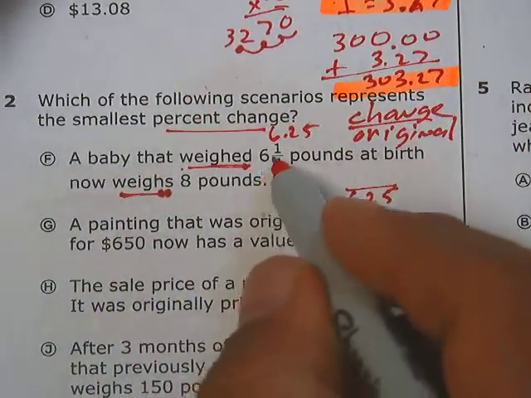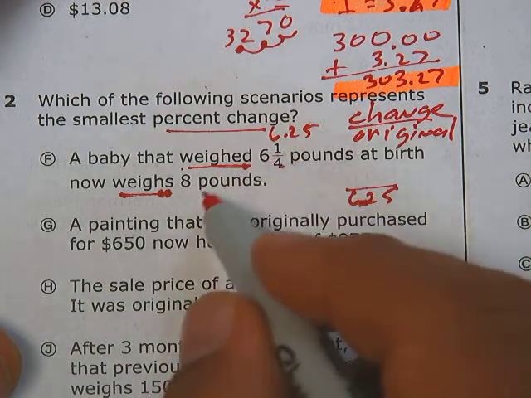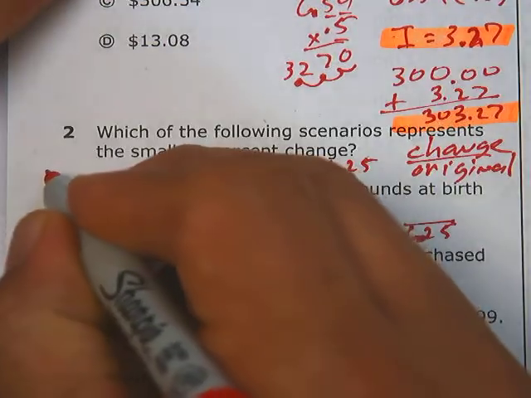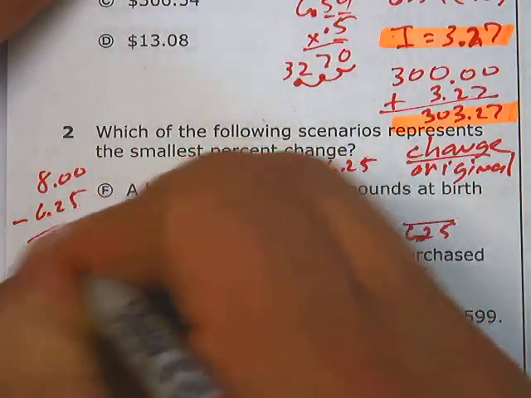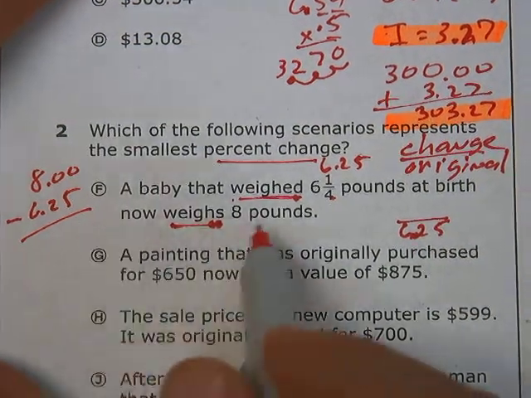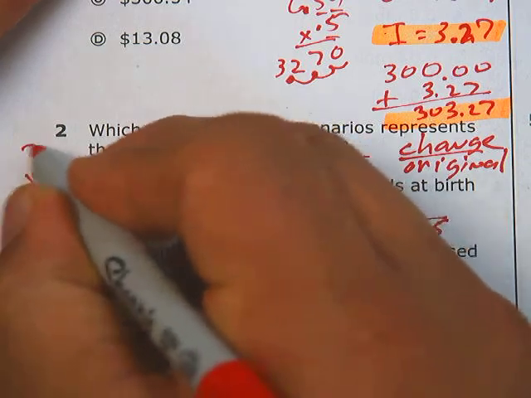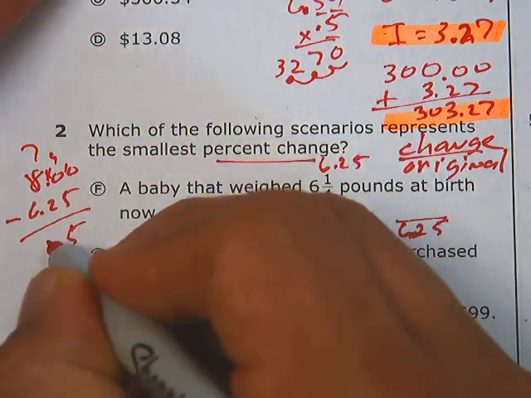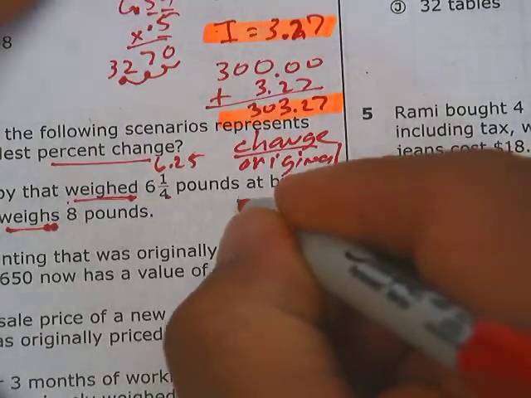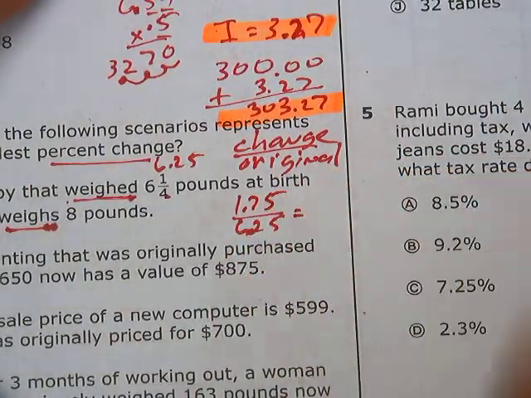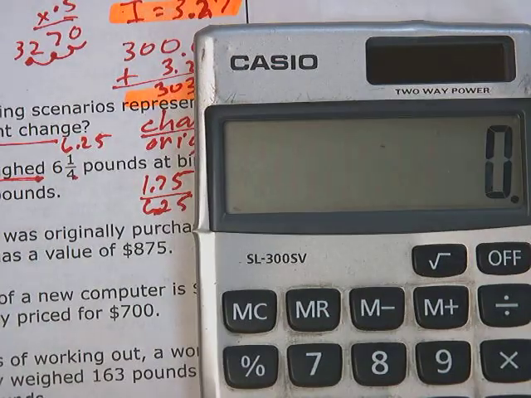And then what was the change in weight? That's what change means. How do you know how many pounds the baby has gone up? You subtract 8.00 minus 6.25, and that will tell you the change. That's how you can find the change between these two. You have to regroup here, and so we have 1.75.